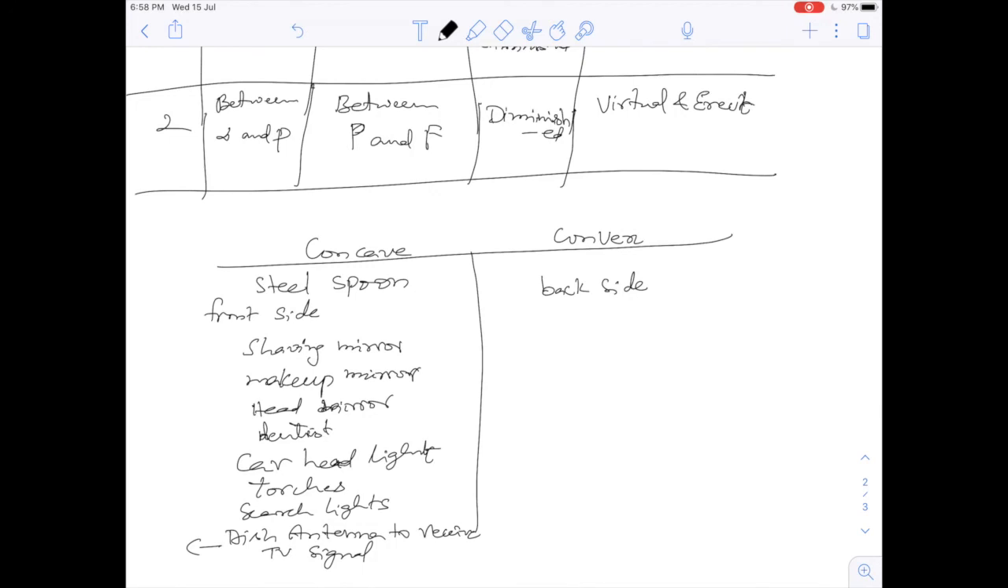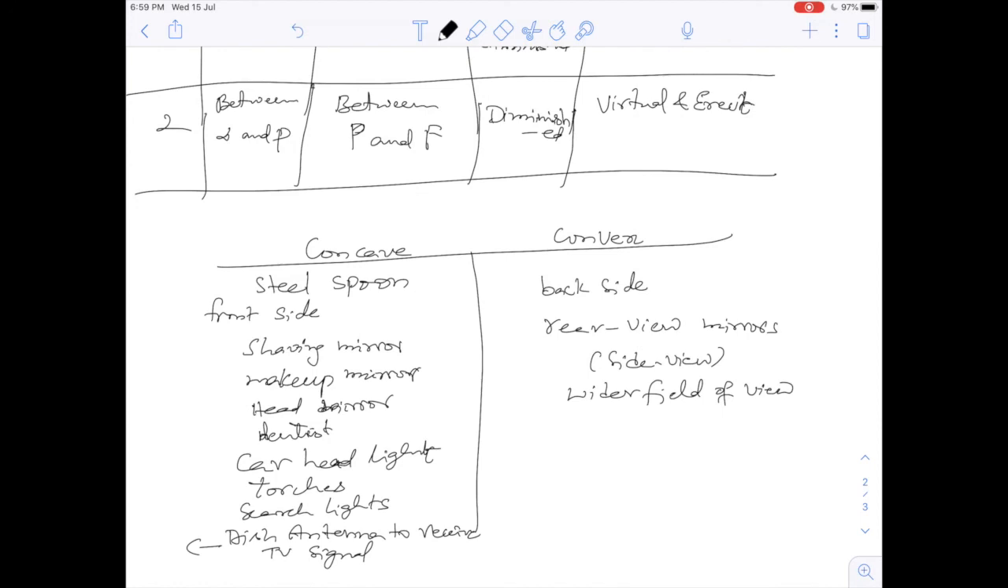Then coming to the convex mirror, vehicle rear view mirrors, also called side view mirrors. Why do we use them? Because they give a wider field of view compared to a plane mirror. So the driver can drive safely if he can see a wider field of view.